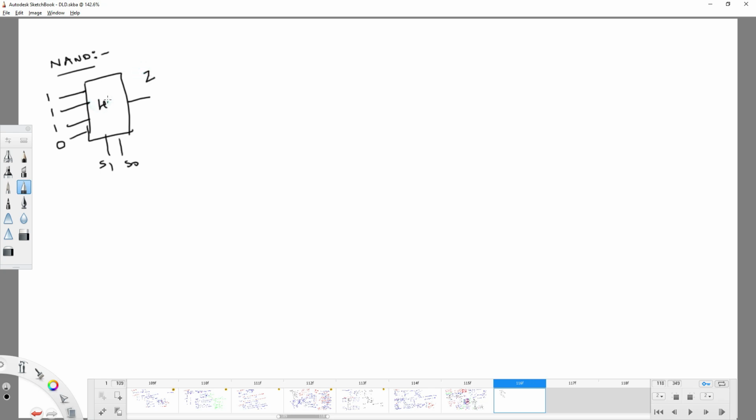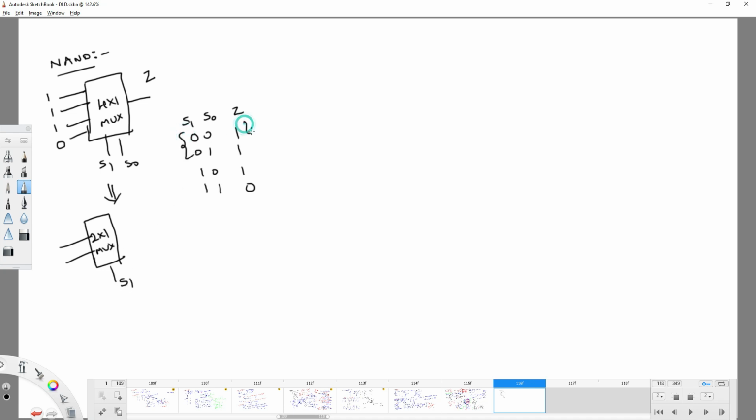This is a 4x1 mux. Can I do it with the help of a 2x1 mux? Yes, we can do it. For example, if I take it as S1, observe. I am making it 00, 01, 10, 11, S1, S0. Z is what? So this should be 1110. We have selected the select line as S1.